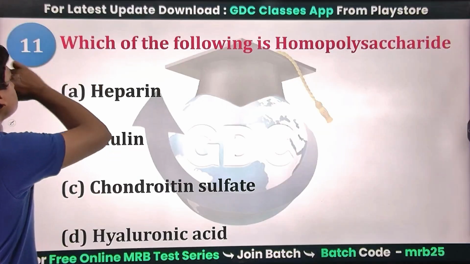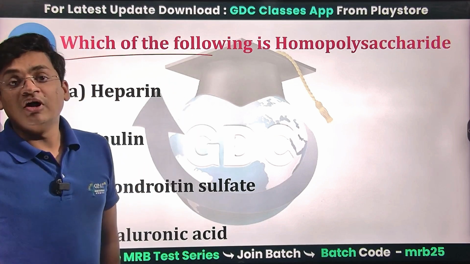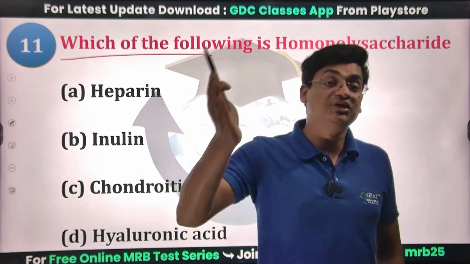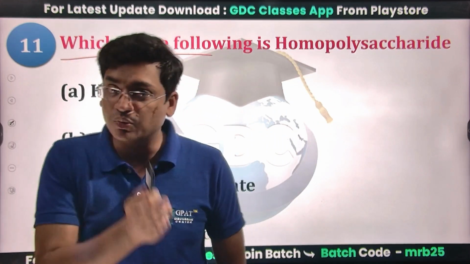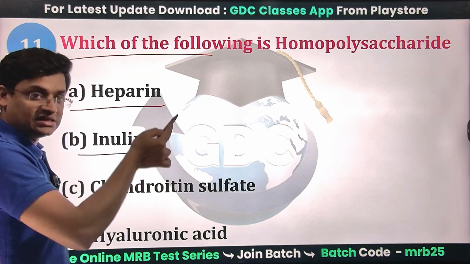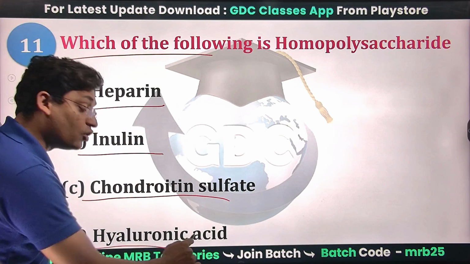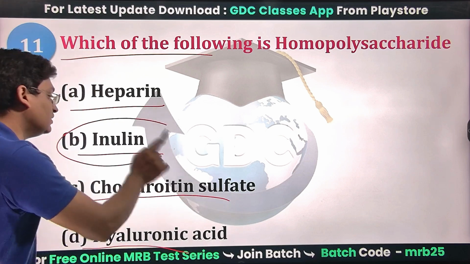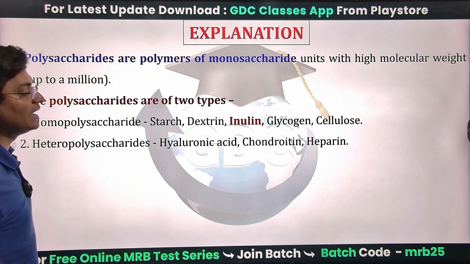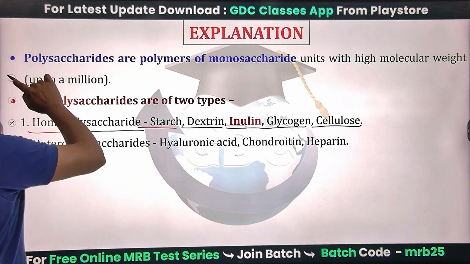For the next question: which of the following is a homopolysaccharide? A homopolysaccharide is a polysaccharide made up of only one kind of sugar unit. Heparin is a heteropolysaccharide. Inulin, yes, it is a homopolysaccharide. Chondroitin sulfate is a heteropolysaccharide, and hyaluronic acid is also a heteropolysaccharide. So inulin is the right answer. Starch, dextrin, inulin, glycogen and cellulose are all homopolysaccharides.